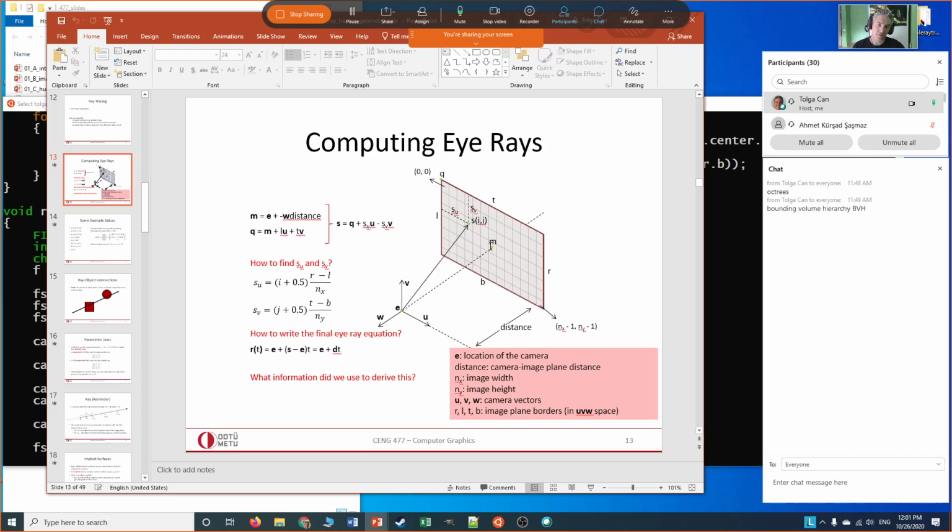The shortest vector is this one from e to m, and all the others are longer than this m minus e vector. And you have to keep track of their actual distance values if you want to determine whether an object is in front of the image plane or not. But if you keep it unnormalized as s minus e, you don't need to worry about that. For you, that t parameter will always be between 0 and 1 from e to s. Whether s is this or this, here again, t is going to be 1 for these different rays.